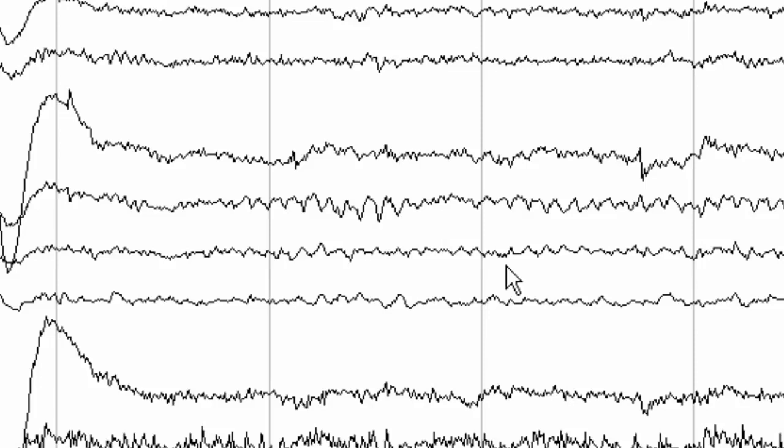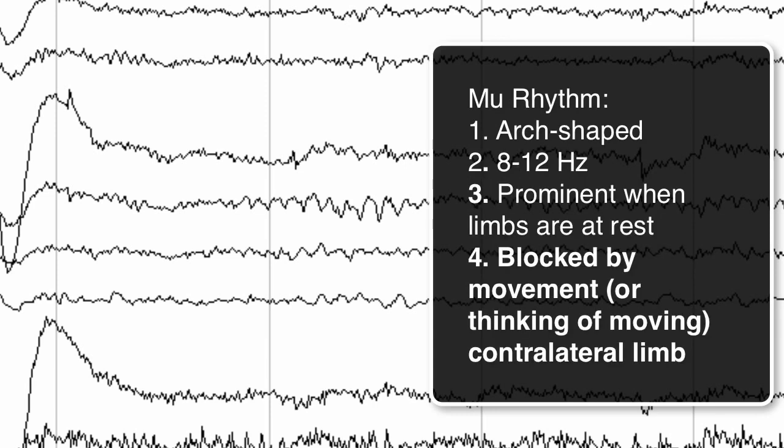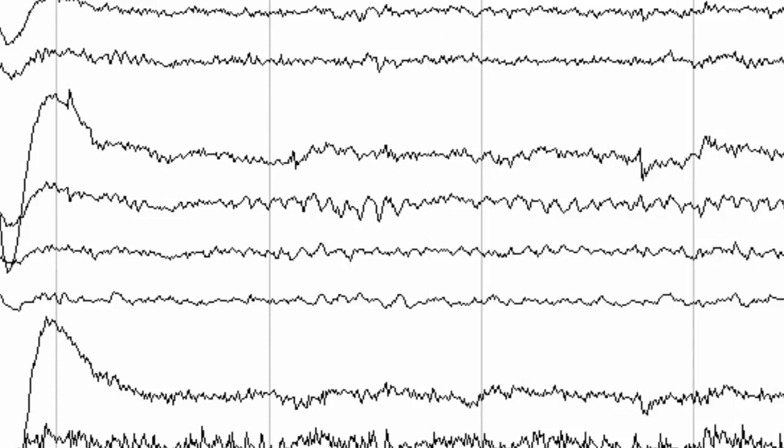Interestingly, the mu rhythm is most prominent when the patient has their limbs at rest. The mu rhythm can be blocked by movement of the contralateral limb, or, interestingly enough, even by a thought of moving the contralateral limb. Mu rhythm is often seen on one side or the other, and can be seen synchronously in both hemispheres. The mu rhythm is generally more prominent when the patient's eyes are open, possibly because the alpha rhythm blocks the mu rhythm during eye closure.